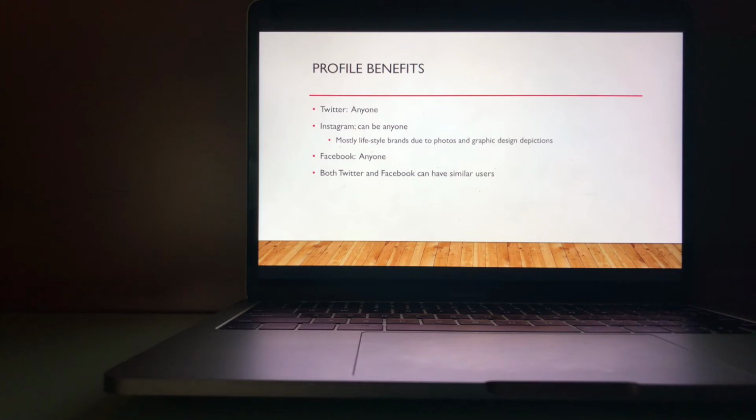So Instagram, I believe, the people that really run towards Instagram are mostly ones that are trying to promote certain brands. And I looked at, there's a lot of lifestyle brands due to photos and graphic design depictions that they could show to the public in order to gain their interest in their product.